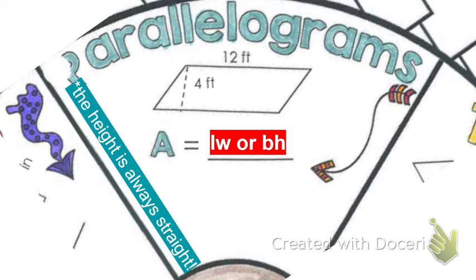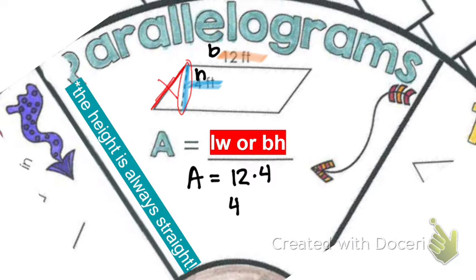So when I'm saying this, the height is always straight. This is a straight line. It cannot be one of these lines right here. This is never going to be your height. Never use those sides. It's always going to be the straight one here. So the height is 4 and the base is 12. So we're going to find the area of this parallelogram. We're going to do 12 times 4, and that gives us 48. So the area of this parallelogram is 48 feet squared.